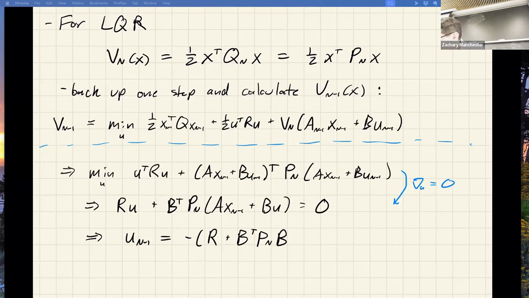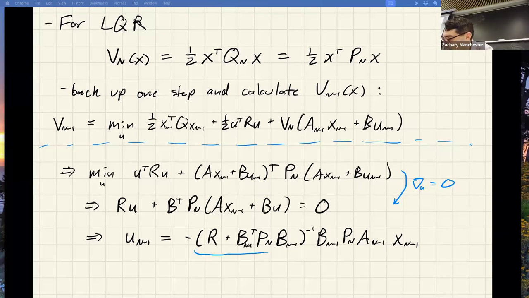If these are n minus one, inverse times B transpose P_n A times x_{n-1}. Okay, that's kind of a mess. So what we're going to do now, and this should start jogging your memory for things we did last time, is call this whole thing in front of the x K_{n-1}. This is starting to look familiar.